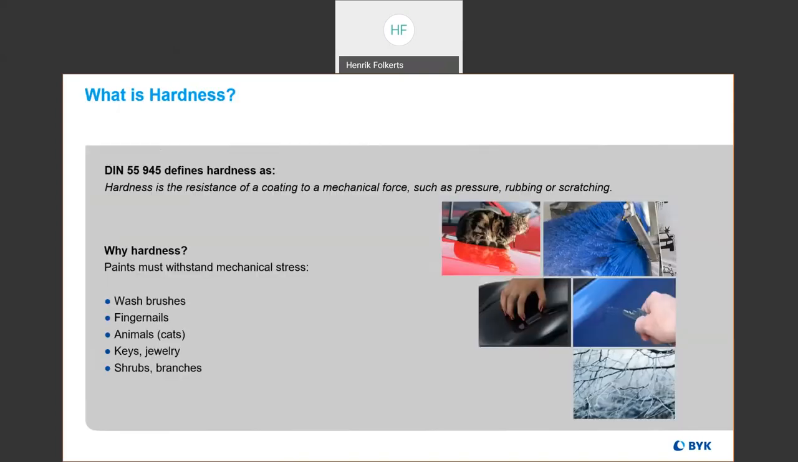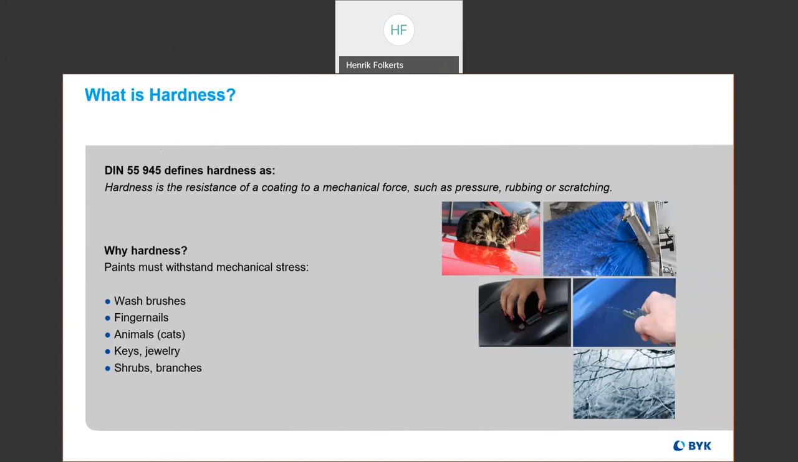Let's start with part one, hardness. The hardness is defined in DIN 55945 as the resistance of a coating to a mechanical force such as pressure, rub, or scratching. It can be caused, for example, by car wash brushes, fingernails, or animal scratches, like this cat in the picture sitting on the car. Unfortunately, it can also be caused by vandalism with keys or sharp items, like a ring, or when driving by car through nature, shrubs and branches can damage the vehicle as well.